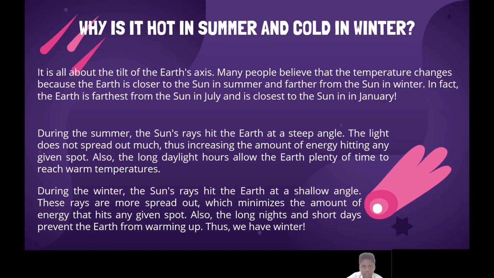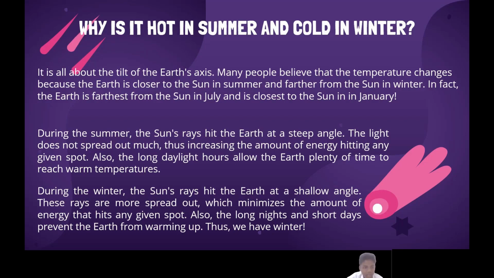Why is it hot in summer and cold in winter? It is all about the tilt of the earth's axis. Many people believe that the temperature changes because the earth is closer to the sun in summer and farther from the sun in winter. In fact, the earth is farthest from the sun in July and is closest to the sun in January.